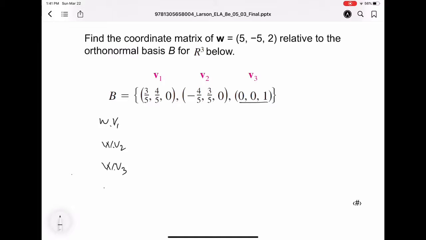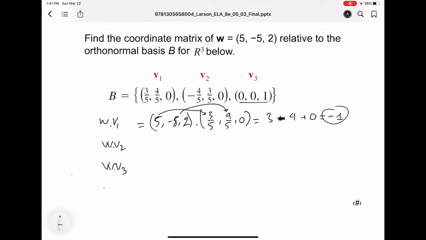I don't have to solve the system, you see? So I just write like this. I write (5, -5, 2) inner product with (3/5, 4/5, 0). So you get 3. You multiply 5 with 3/5, and then negative 5 with 4/5, which is minus 4, and then plus 0, which gives negative 1.